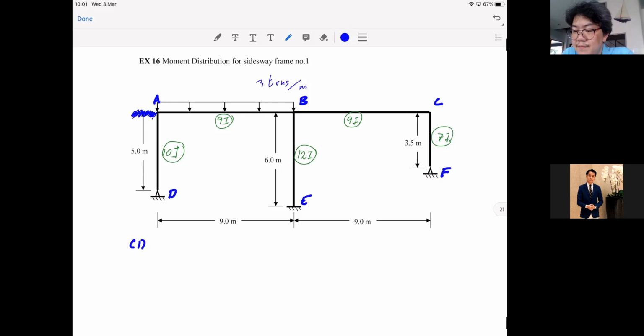So step number 1 is the relative stiffness. Okay, KAB then. KAB is 9I over 9. Rather convenient, right? That's I. And then KBC, it's the same, right? It's also 9I over 9, which is I.